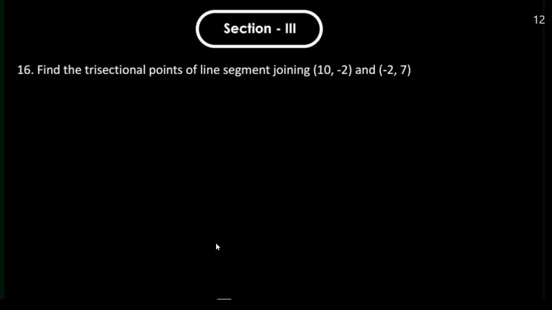Right? Now, find the trisection points of the line segment joining the two points. What is trisection? Trisection is nothing but, here this is a line. Let's take a proper line. So this is a line and this line is joining these two points. So first it is 10 comma minus 2 and it is minus 2 comma 7, right?